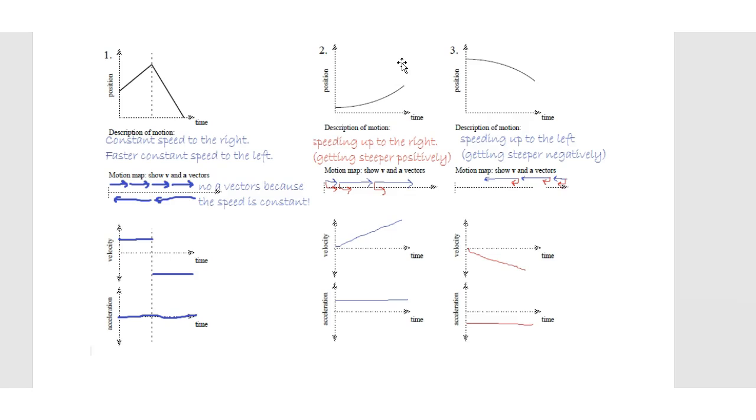Number 2, speeding up to the right. The slope is increasing, which tells us that it's getting faster, and it is moving in a positive direction, so that tells us that it's moving to the right. Now, when you want to show that something's moving to the right, the arrows have to get longer, and your acceleration vectors go in the same direction as your velocity vectors.